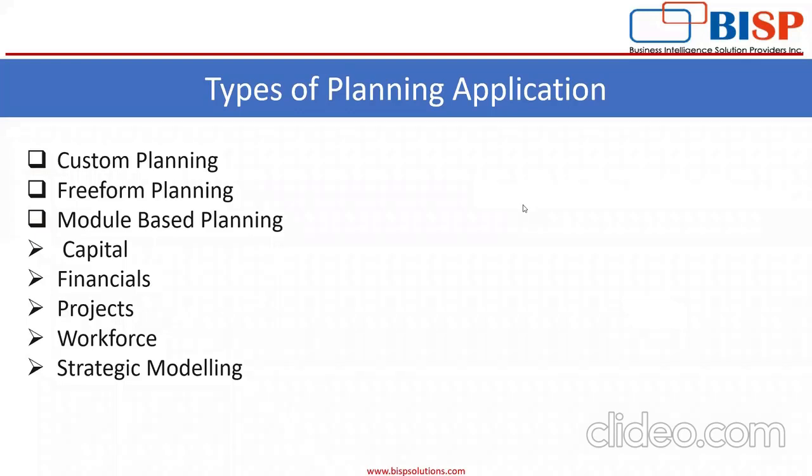Let us now understand the types of planning application in more detail. There are basically three types of planning application: custom planning application, freeform planning application, and module-based planning application. Module-based planning applications are further categorized into capital, financial, projects, workforce, and strategic modeling modules. Let us now understand in a bit more detail.